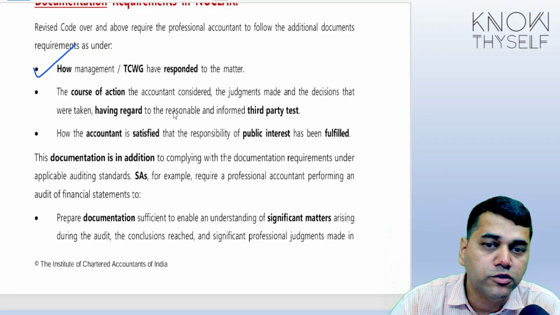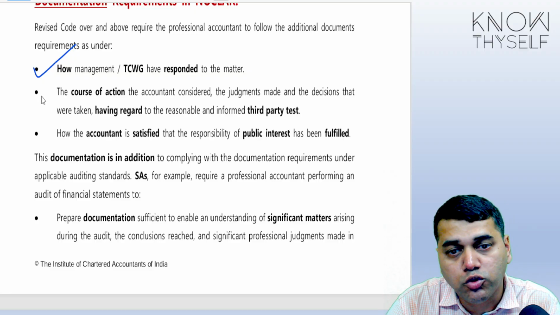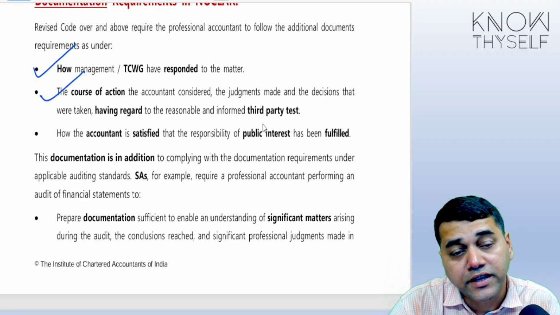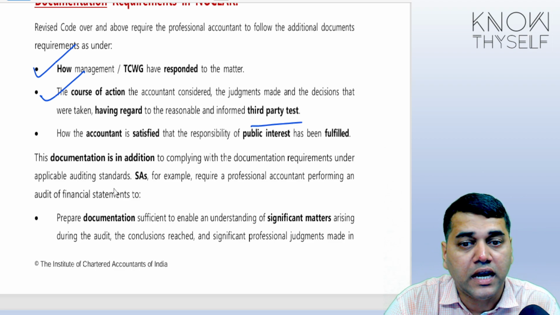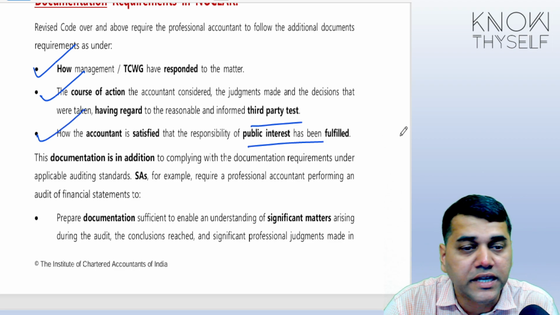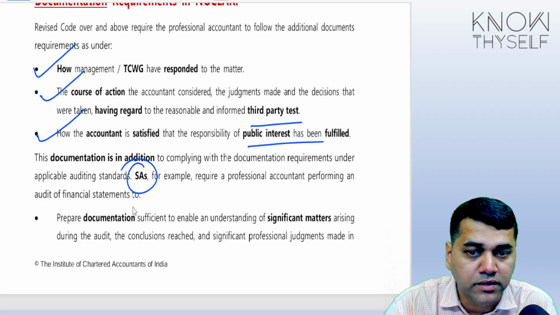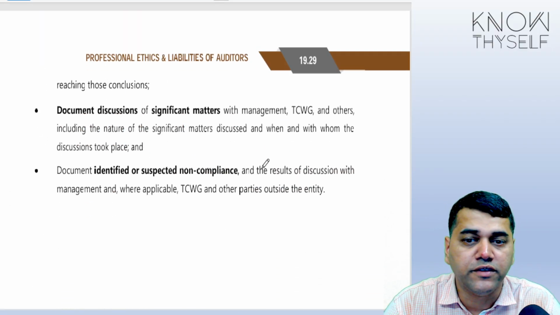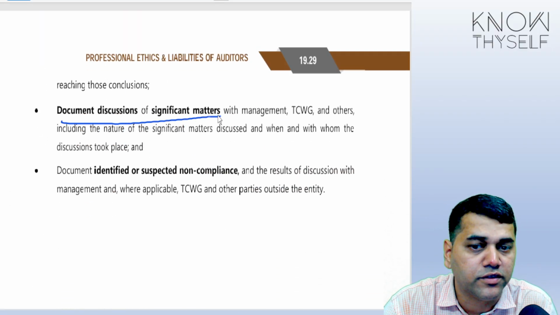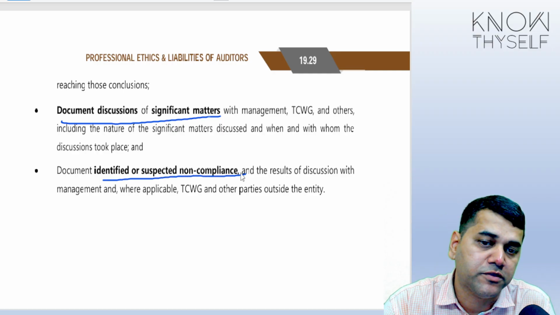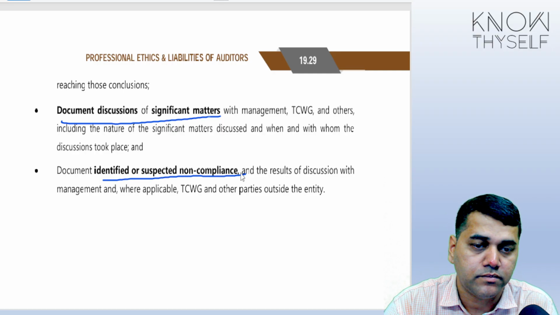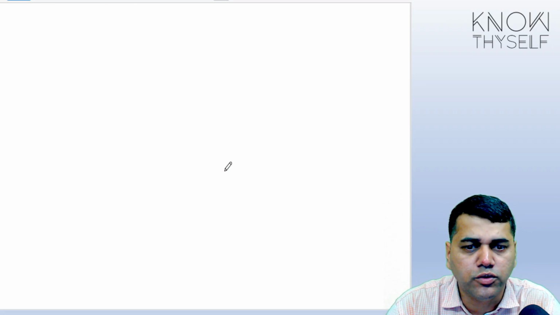When you reported to the TCWG, how they did it, what course of action they have taken, having regard to the third party test, and how the accountant is satisfied that the public interest has been fulfilled. So this will be in addition to the SA requirement. Prepare documentation about the significant matter, document discussions of the significant matter, and identify suspected non-compliances. Yes, so this is all about your NOCLAR.